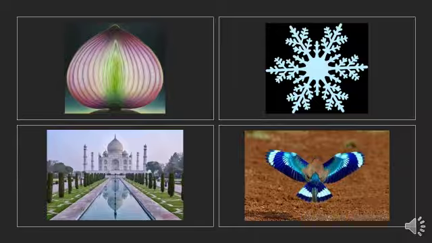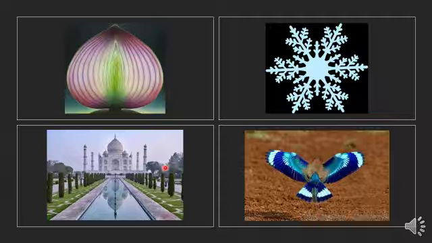Let us see some examples of symmetrical figures. The first one is an onion cut into half. The second one is some design. The third one is the historical place Taj Mahal, and the fourth picture is a picture of a bird.